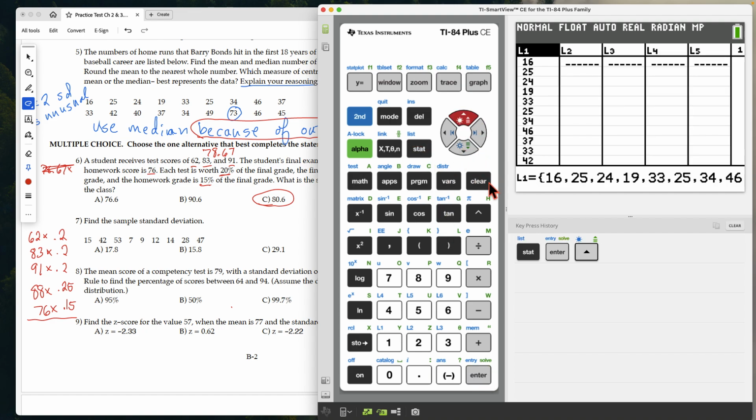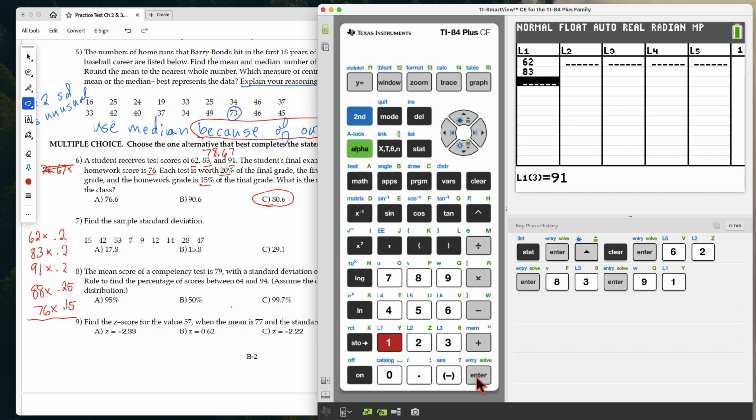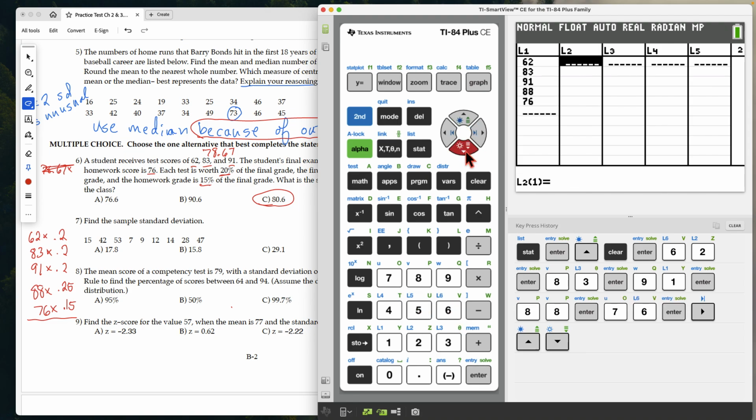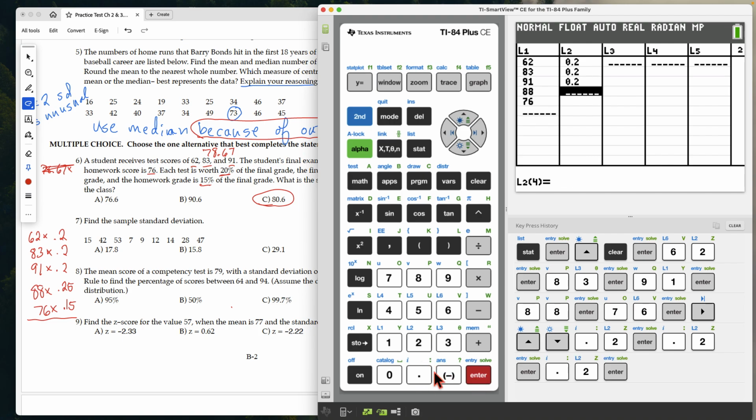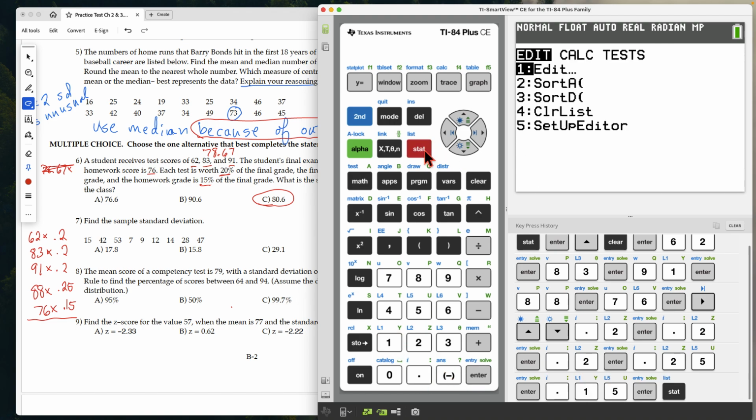list 1 the scores, and in list 2 we will put the weights. So 62, 83, and this is going to be especially helpful if you have a large number of values in here. We're not too bad, we can do it, but this is 20%, so 0.2, 0.2. These are going to come in as frequencies. I'll show you how that works. And then this one's 0.25. This one's 0.15. And then we're going to go back to stat.